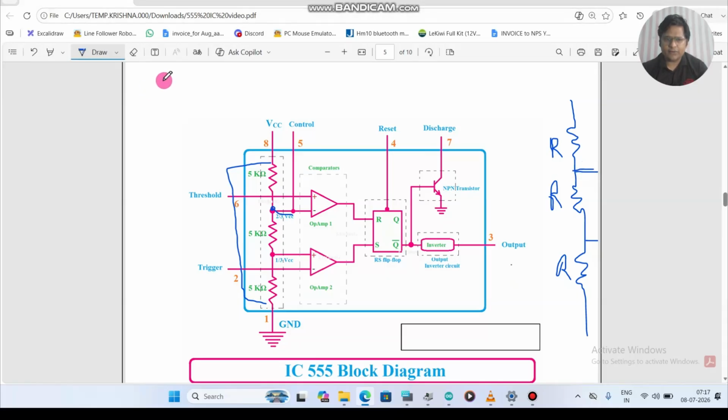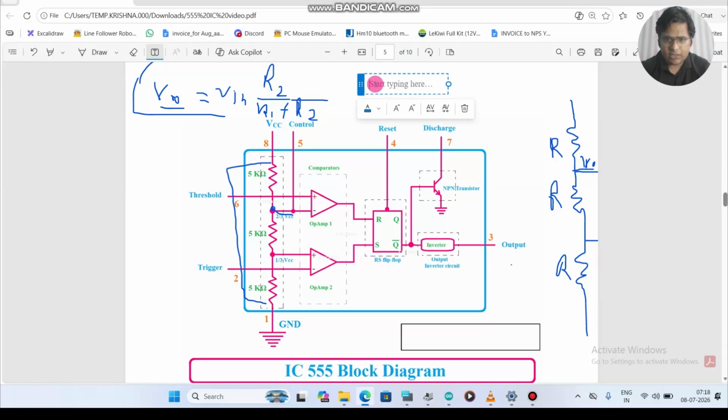So the potential divider formula, if you don't know, let me just show you. V output, VO, equal to V in, the input voltage, basically output voltage equal to input voltage times R2 divided by R1 plus R2. So in this case all 3 resistors have the same value R. This is the potential divider or voltage divider formula. So we are calculating what is the voltage here, what is the output voltage here.